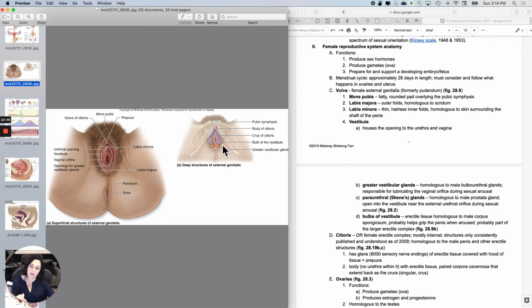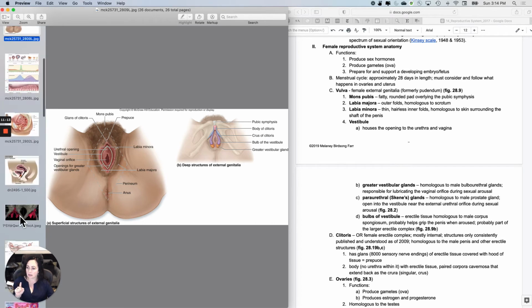And then these guys in the purple are called the bulbs of the vestibule. And the bulbs of the vestibule are the first erectile structures you'll learn about. What happens with the bulbs of the vestibule is when a woman becomes aroused, those engorge with blood, and they probably evolutionarily help to grip the penis when aroused during intercourse, which would make it more likely that ejaculation would occur. So here's your first erectile structures.